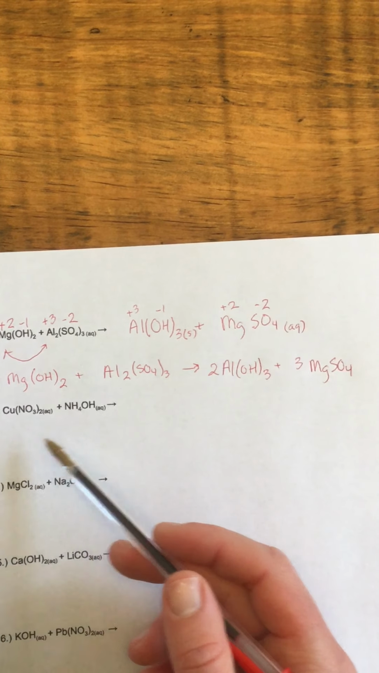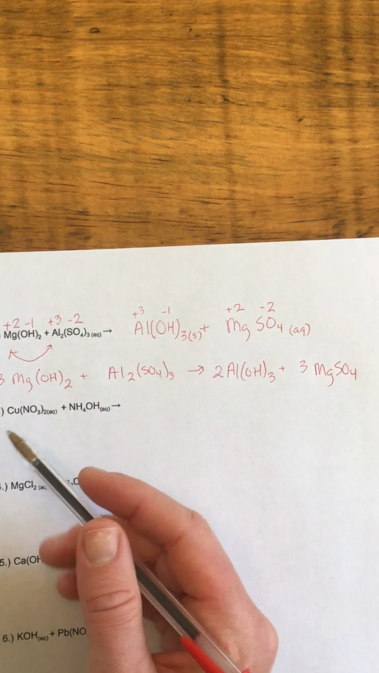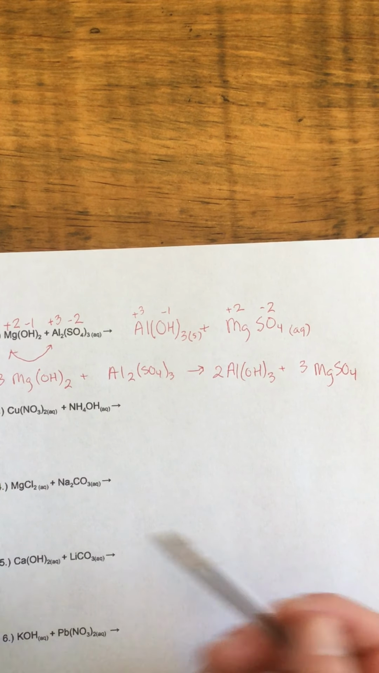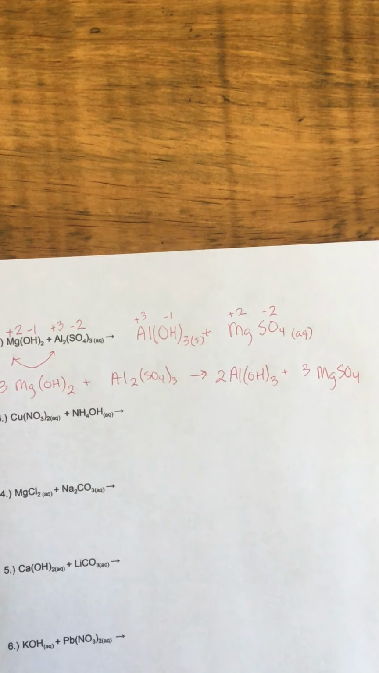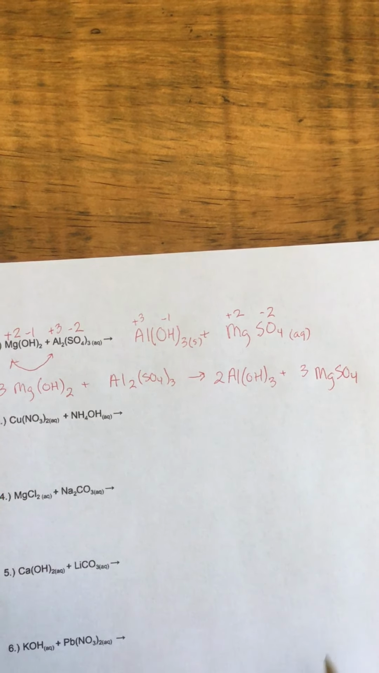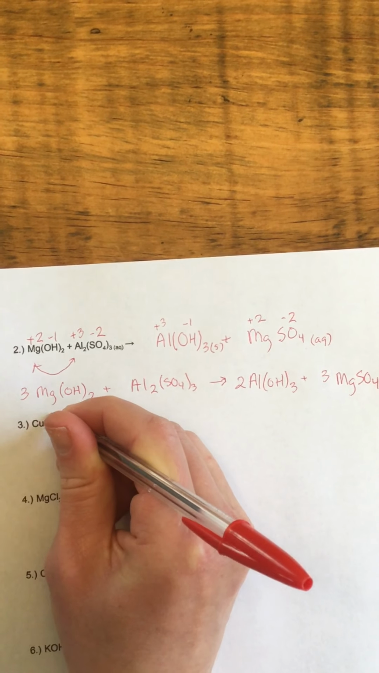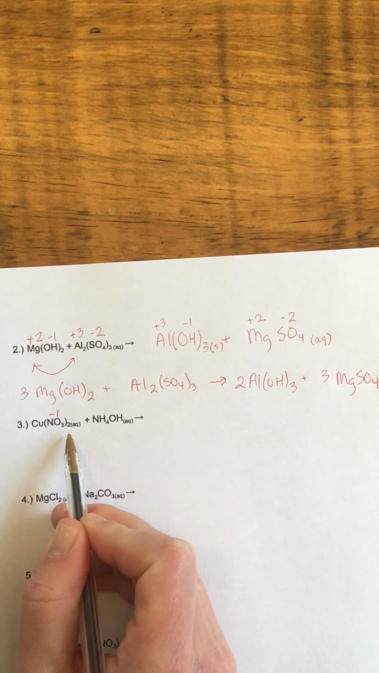Again, if you feel like you've had enough of an example here, you can pause the video and try to complete number 3 on your own. But if you want another example, just go through the process with me. So on the next one, we have a transition metal, copper. Remember, you can only figure out the charge of the transition metal based on what it's with. So nitrate has a charge of -1, but there's 2 nitrate groups.